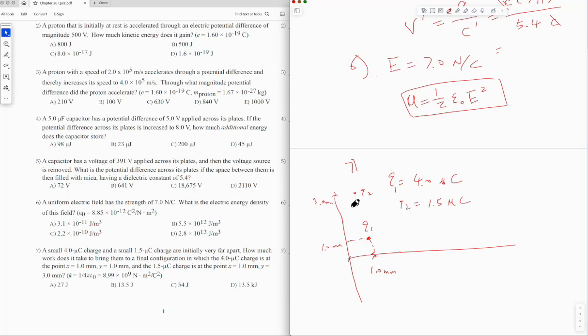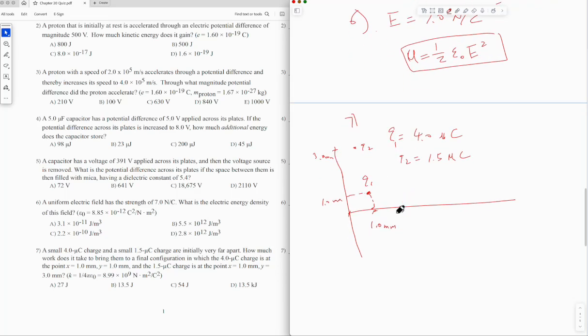Okay, so what's the work done? All right, so here we have to use this way. To put this into the final configuration, what's the total work done? Work done is equal to the potential energy held by this system. So what's the potential energy held by this system?